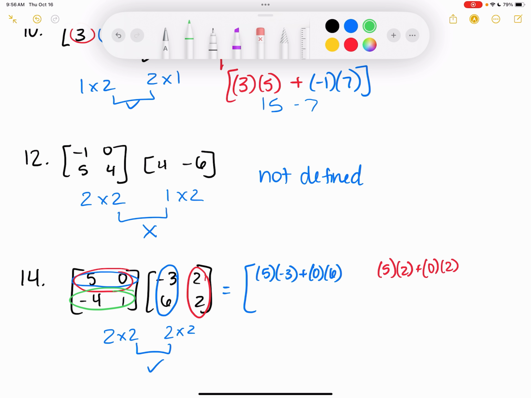All right, so then this next one is second row, first column. -4 times -3 plus 1 times 6. Then I have second row, second column to go right here. -4 times 2 plus 1 times 2.